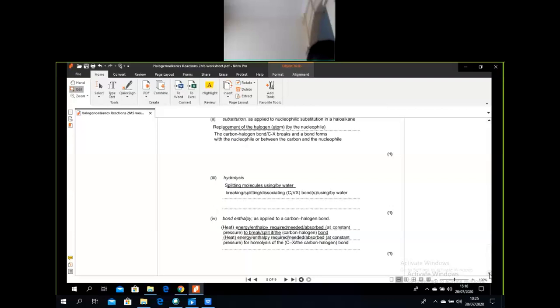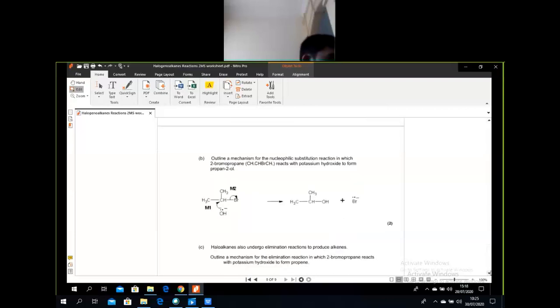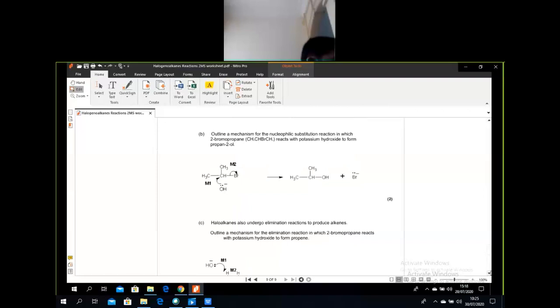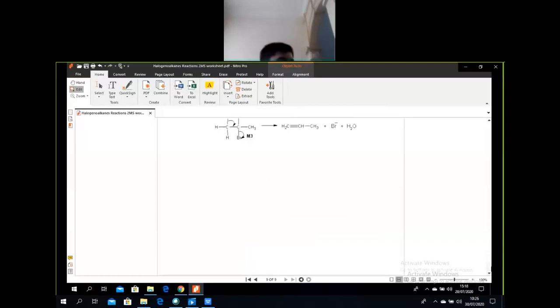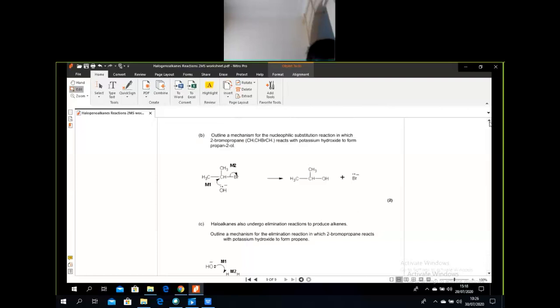Okay, now let's continue to the last page. Outline a mechanism for the nucleophilic substitution reaction in which 2-bromopropane reacts with potassium hydroxide to form propan-2-ol. So this is propan-2-ol. The formation of propan-2-ol from 2-bromopropane, we know it is a nucleophilic substitution, as we discussed on previous numbers.